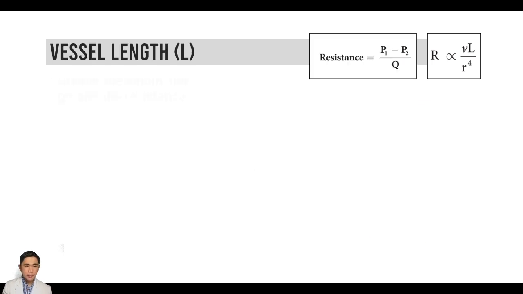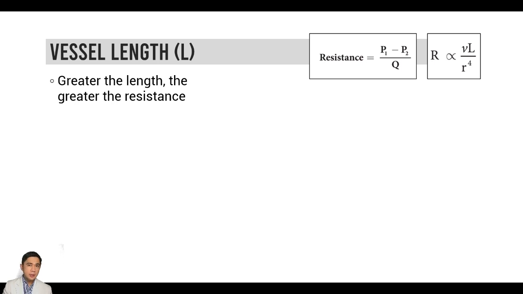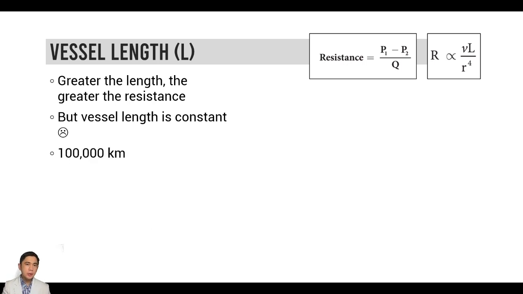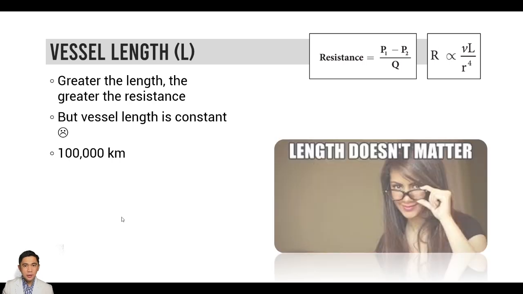Let's talk about length. The greater the length, the greater the resistance. Of course, the more the fluid flows through a vessel, the more resistance it encounters. But in the body, vessel length is constant. It doesn't elongate when we grow up. It just stays the same. It doesn't shorten. It has been estimated that if you put all the blood vessels in the body end to end, it would reach 100,000 kilometers. Anyway, since the vessel length is constant in the body, it doesn't really affect the resistance in our equation. So length actually doesn't matter in this equation.